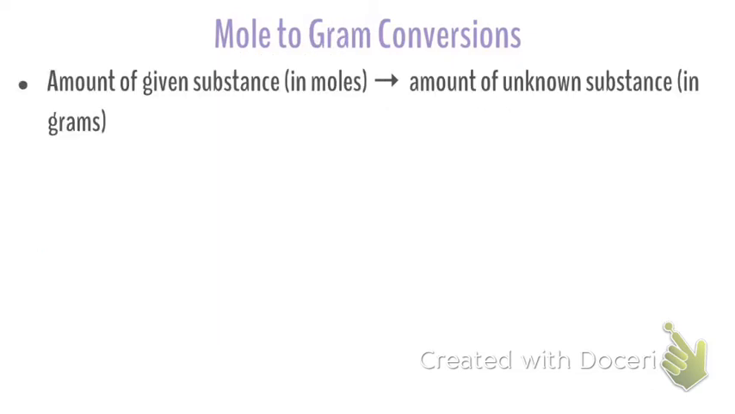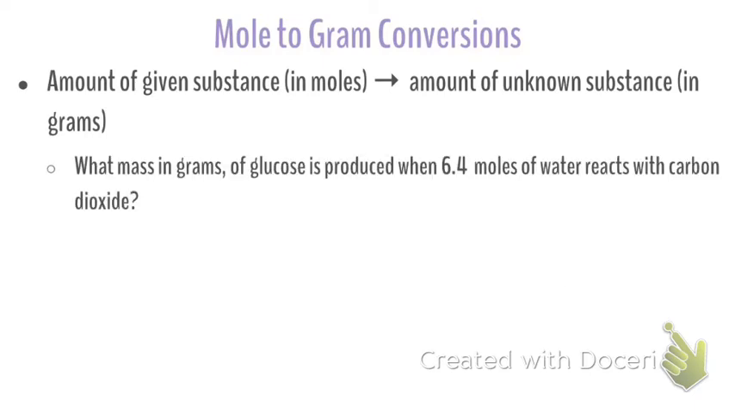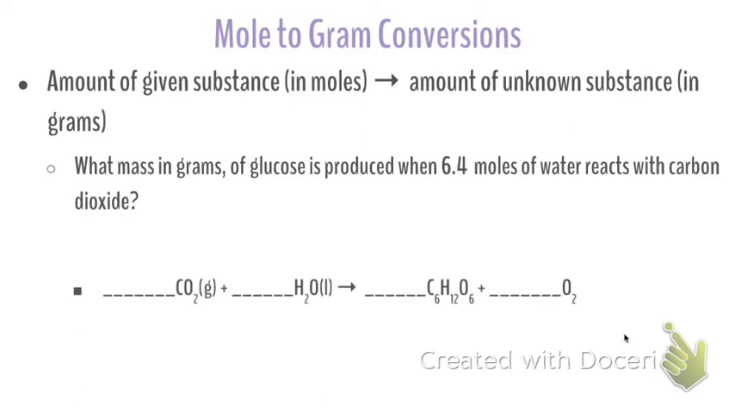Now, if we're going to go from moles to grams, we've got to include the molar mass of one of our substances or both of our substances. We've got to figure out what we're looking for, what we have, all that kind of stuff. So, what mass in grams of glucose is produced when 6.4 moles of water reacts with carbon dioxide?